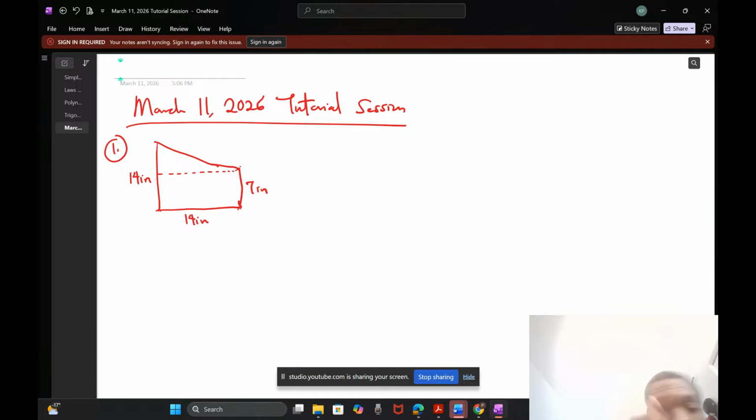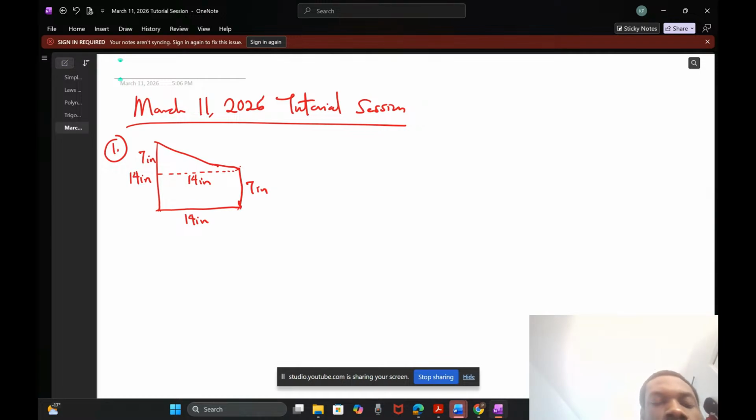The full length of this side is 14 inches. This part is 7 inches. So if this part is 7 inches and the full length is 14 inches, this part will be 14 minus 7, so this part will also be 7 inches. This side is proportional to the length of this side. This side is 14 inches, so this one will be 14 inches.